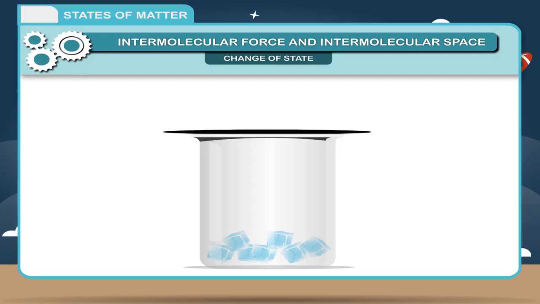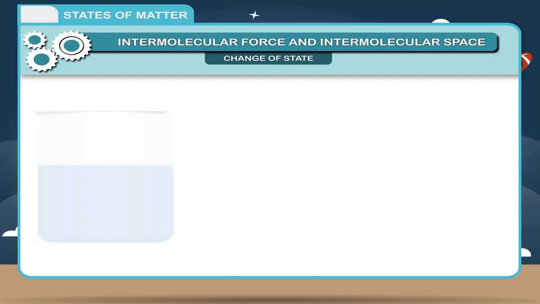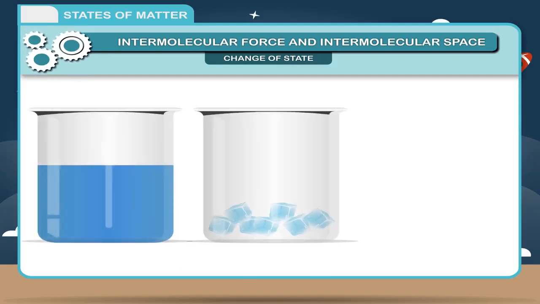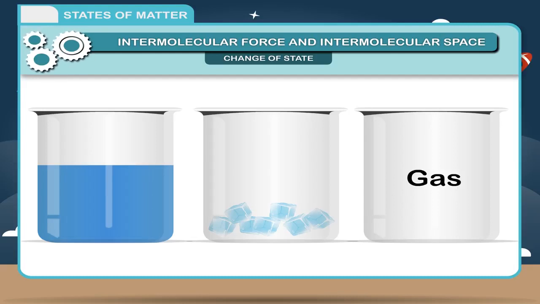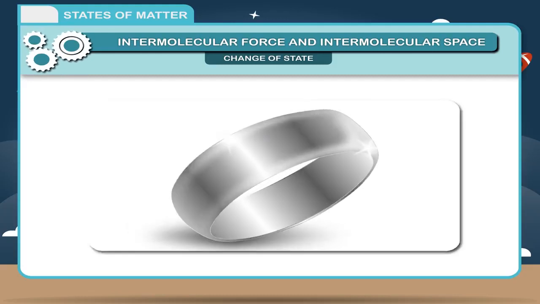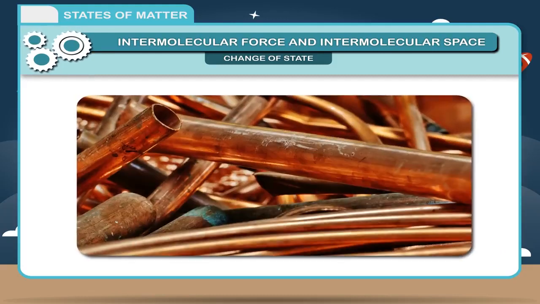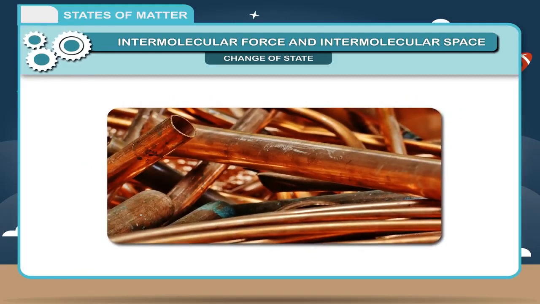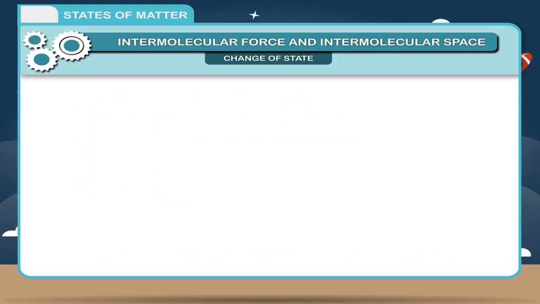Based on the above observations, we can conclude that water can exist in all 3 states and a change in state can be brought about by changing the temperature or pressure. Other substances also behave similarly at different temperatures and pressures. Even gold, silver, iron and copper can occur in all 3 states but not under normal conditions.